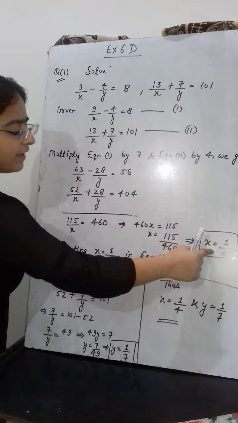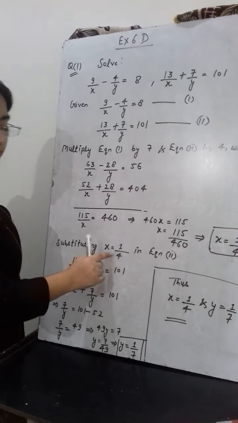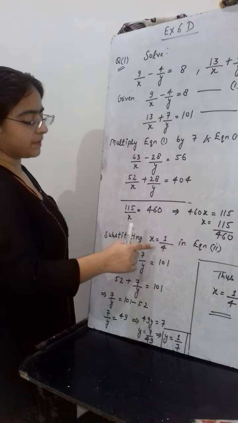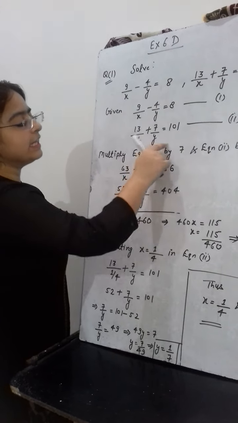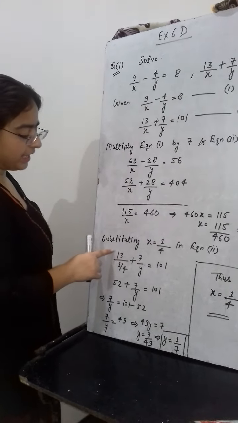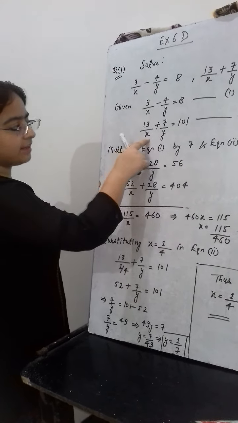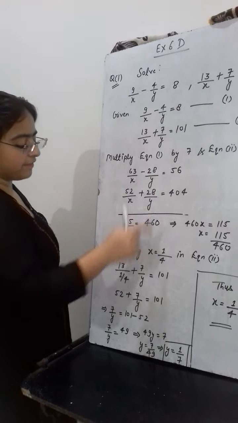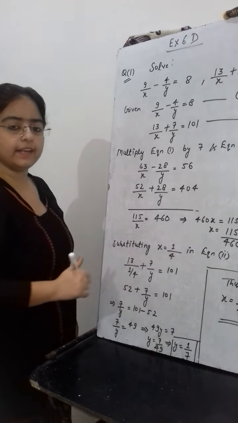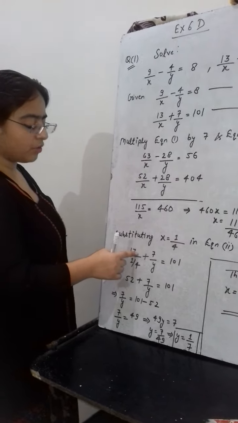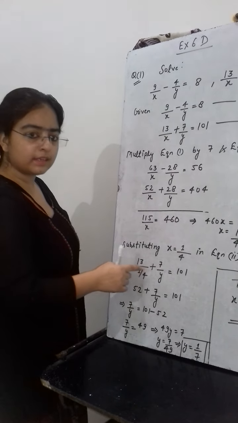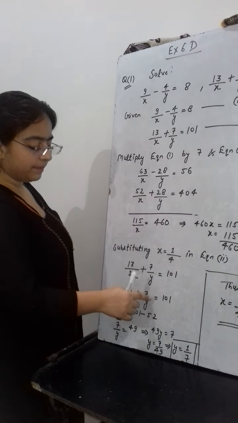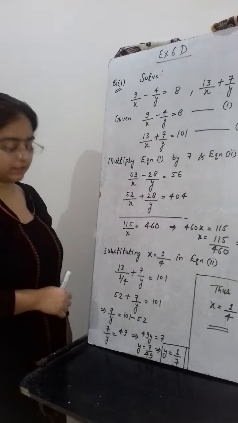Now we will substitute the value of 1/x = 1/4 in any one equation here. So suppose we have substituted x = 1/4 in the second equation. So we get 13/x. In place of x we will write 1/4, plus 7/y = 101. This 4 will go up and will be multiplied by 13. So we will get 52 plus 7/y = 101.